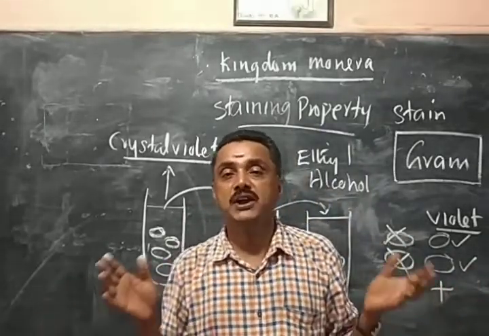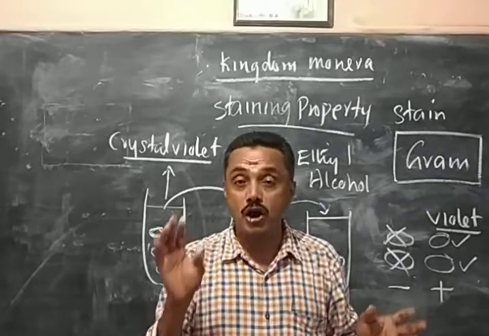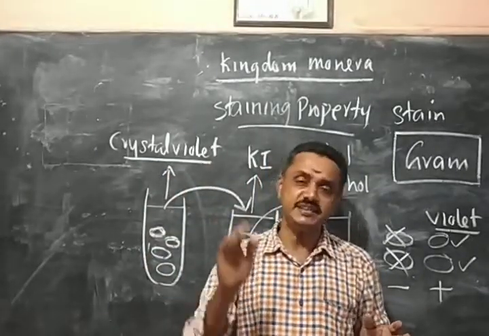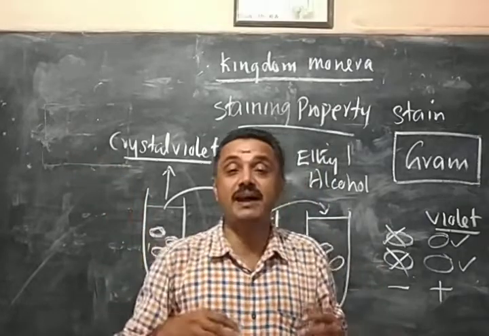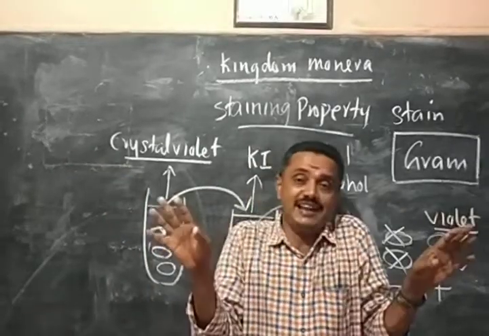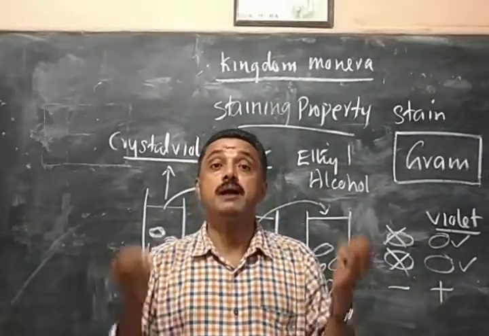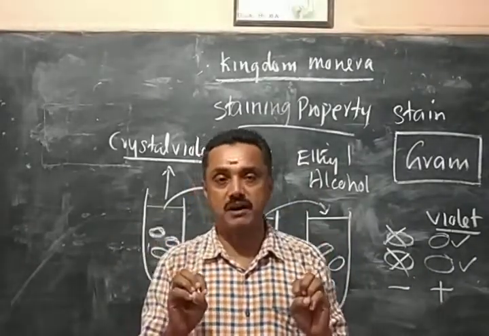Bacteria based on the shape were classified into Coccus, Bacillus, Spirillum and Vibrio. That's an old classification. Now the bacteria are not classified like that. We classify the bacteria based on their color absorbing property, the staining property.